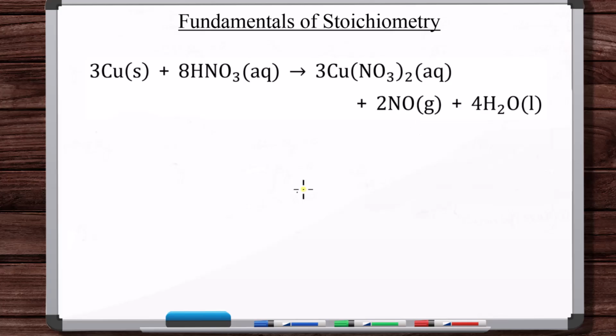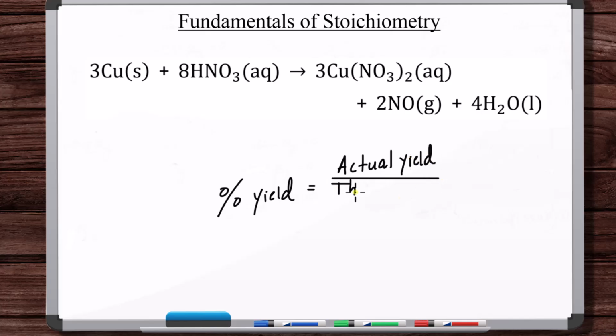And the percent yield is, you just take the actual yield and divide that by the theoretical yield, and then times 100%. Okay, so that's stoichiometry. That's a summary of the fundamentals of stoichiometry.